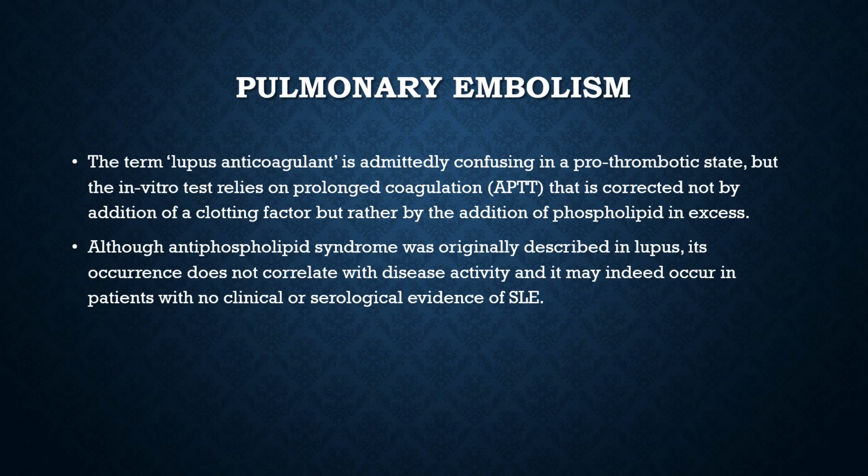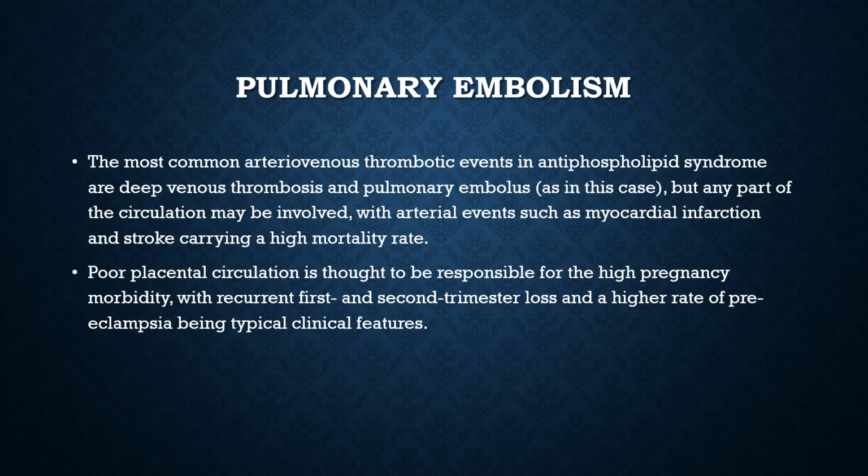Although the antiphospholipid syndrome was originally described in lupus, its occurrence doesn't correlate with disease activity, and it may indeed occur in patients with no clinical or serological evidence of lupus, what is called primary antiphospholipid syndrome. The most common arteriovenous thrombotic events in antiphospholipid syndrome are deep venous thrombosis and pulmonary embolism, as in this case.